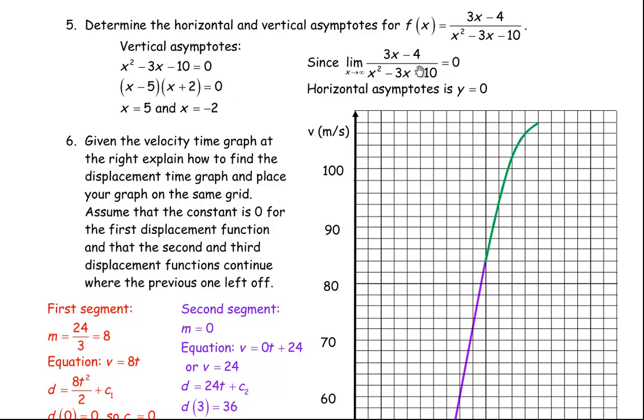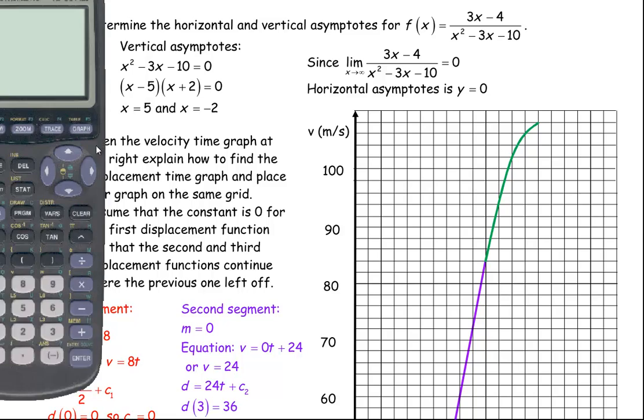To find the horizontal asymptotes, we take the limit of this function as x tends towards infinity. And notice that the highest power of x is in the denominator. There's an x squared here, whereas there's only a 3x to the first in the numerator. And whenever the higher power is in the denominator, this limit will always be 0, and that's why the horizontal asymptote is y equals 0.